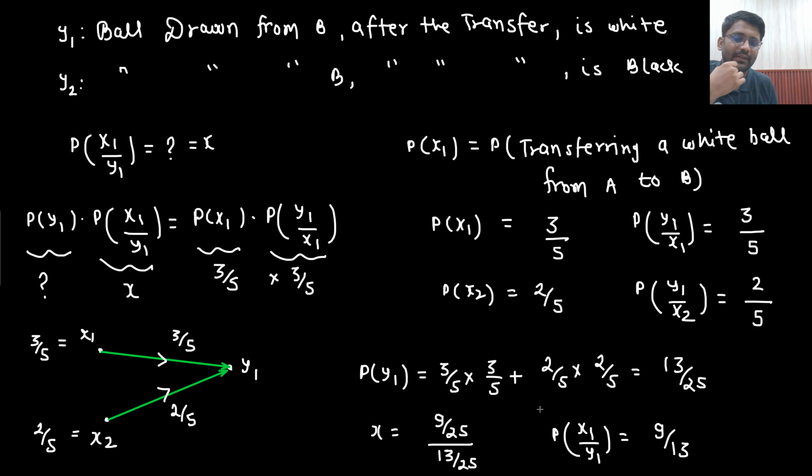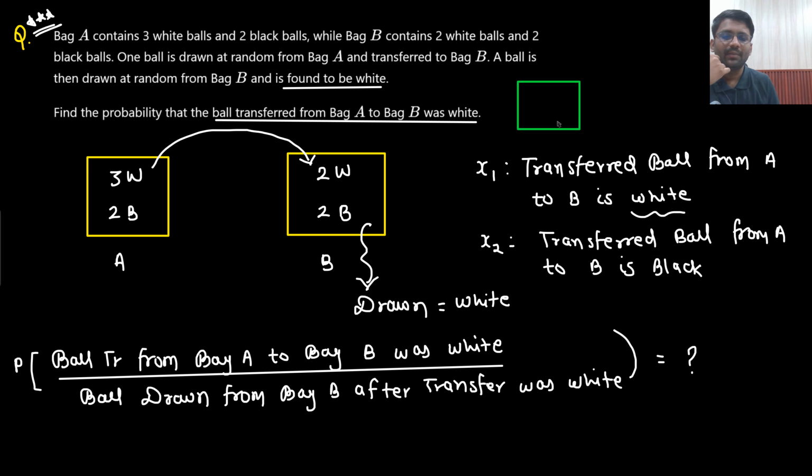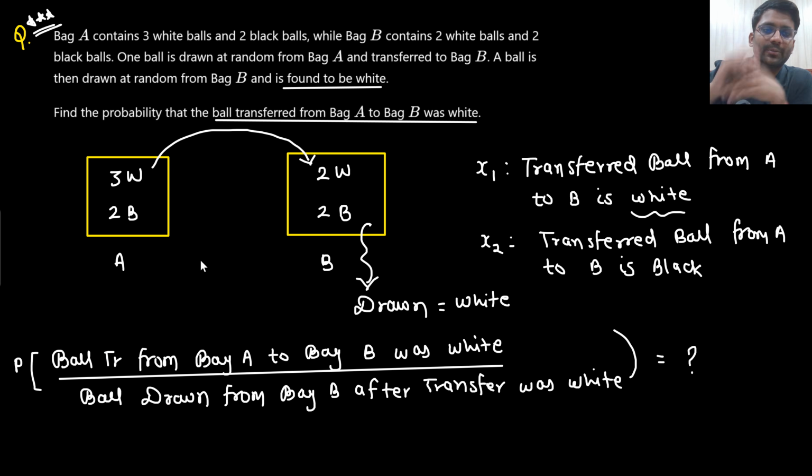So this is how we are supposed to solve. For the first time it might feel like, what statements are given and how do we proceed. But slowly, when you write down a bit of theory in the examination about what process we are doing: we are transferring a ball from bag A to bag B. This is the first process, and then we are drawing a ball from B. So two processes are there.